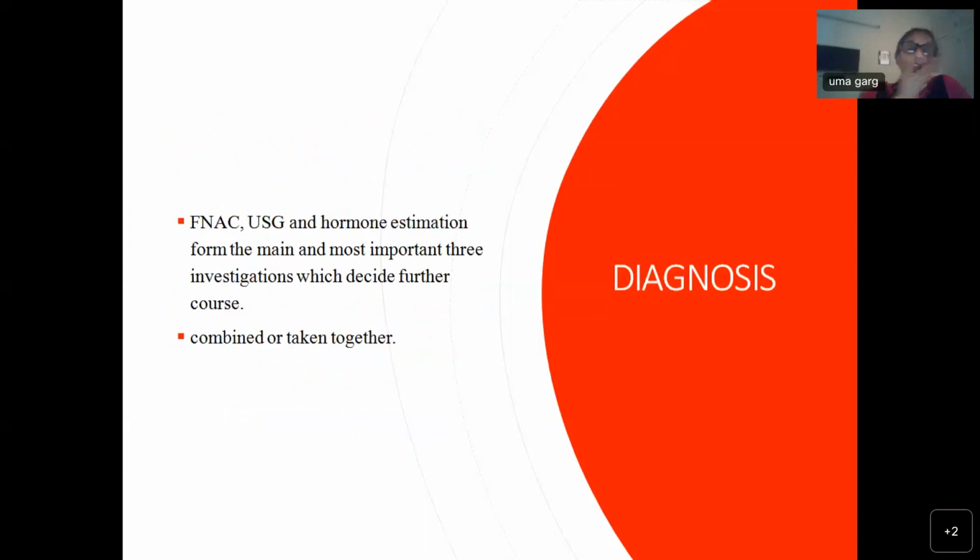So after doing FNAC, a good Bethesda classification, followed or preceded by ultrasound, along with hormone estimation, these form the triad of investigations, which are the main and most important 3 investigations. After doing all 3 investigations, we can decide the further course. But no one investigation is to be taken alone. They are taken combined and taken together.